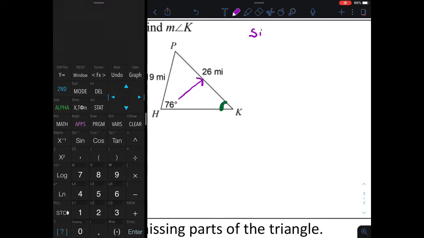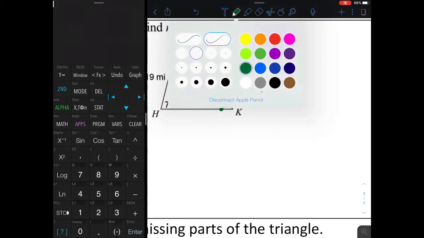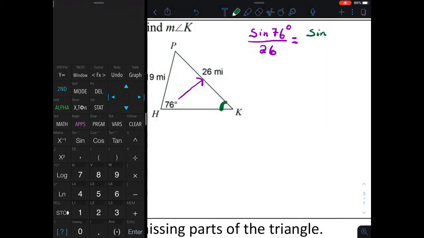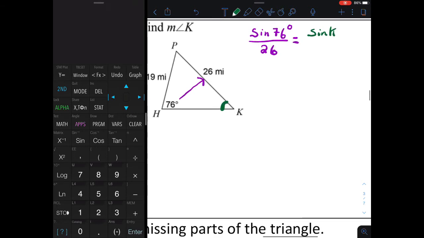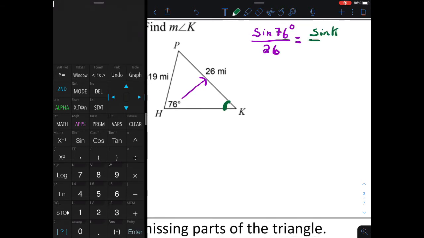We know that if we apply sine to 76 degrees according to the law of sines and divide that by 26, that ratio has to equal sine of whatever angle K is divided by its opposite side of 19. And then we want to work to solve from here. So from here, we would multiply to get the 19 out of the denominator. So it becomes 19 times sine of 76 degrees divided by 26 is equal to sine of K.